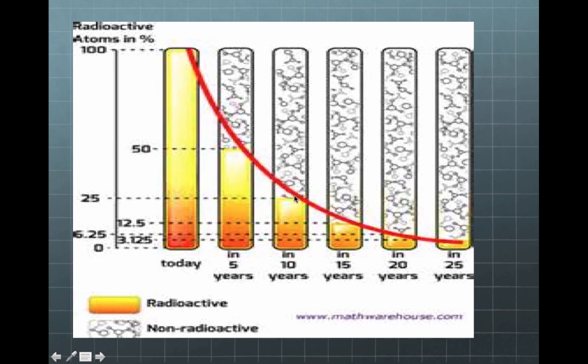If we have 2 half-lives, we would have 25% of the substance left, and that would happen in 10 years. If we calculate 3 half-lives, we have 12.5% of the substance left, and 15 years, so on and so forth.